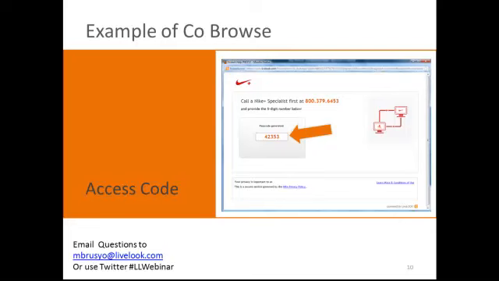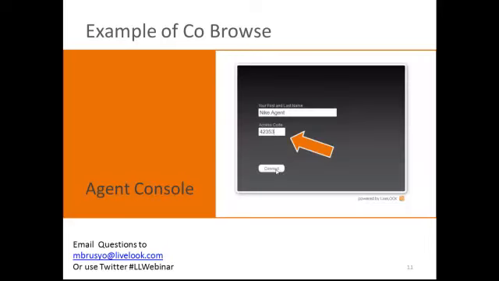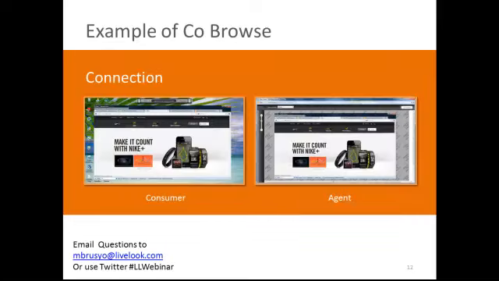So LiveLook will provide that access code, and then the end user, the customer, is asked to give that code to an agent. Your agent would open up the LiveLook console, enter in that access code, and our software as a service will then take place, and the agent will be able to see the consumer's site.